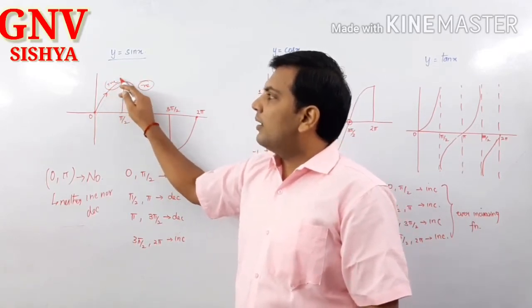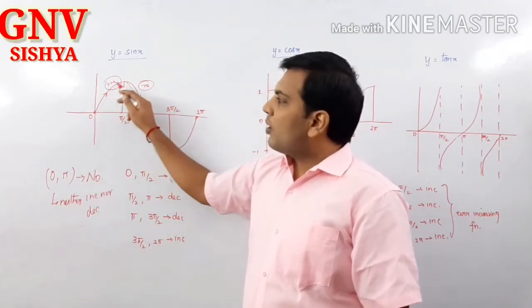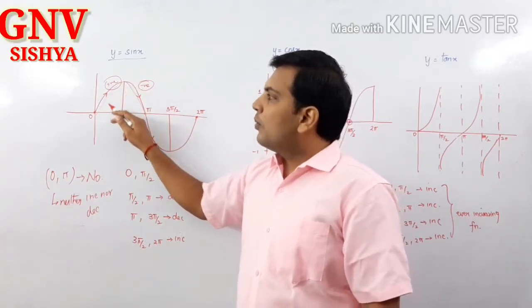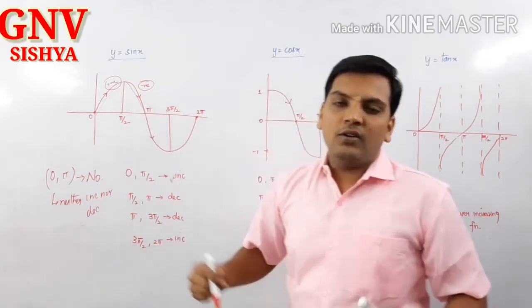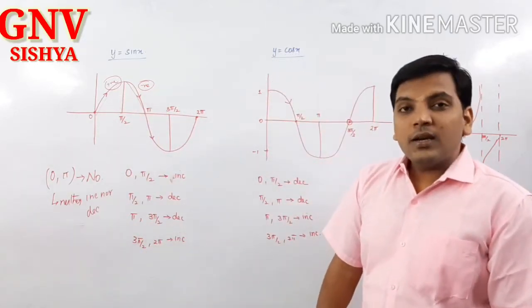There is a logic behind it, I will tell you later, right? So up means positive, down means negative. So both negative and positive are there in a particular limit. Therefore, it is neither increasing nor decreasing. Can you understand what I am saying?